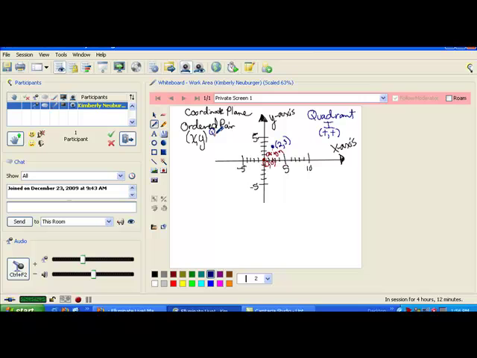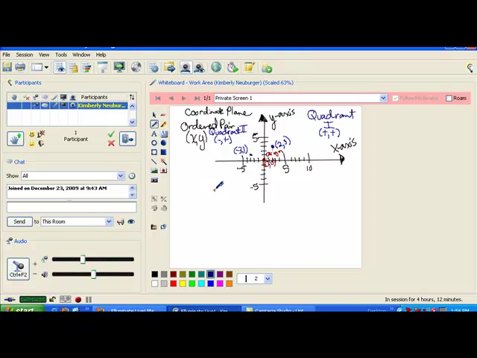Now, as we name our quadrants, we go counterclockwise. So this is quadrant 2. And in this quadrant, the x's are all negative and the y's are all positive. So if I have something with a negative x and a positive y, I already know it's going to land over here. For instance, if I have negative 3, 1, negative 3 is here, going up 1, I land right here. And that's the location for negative 3, 1.